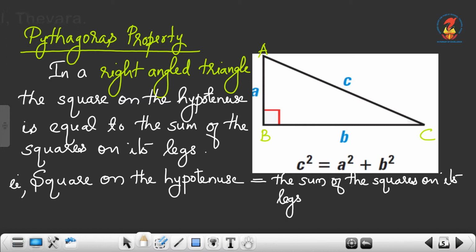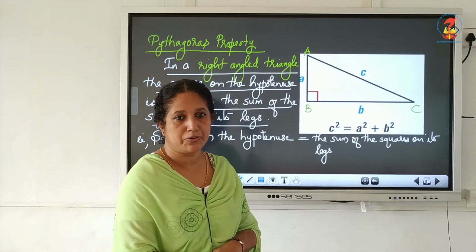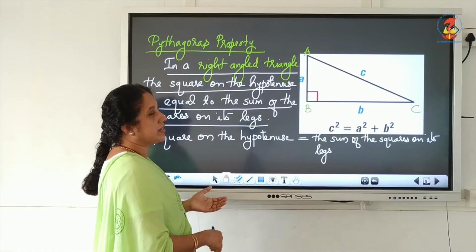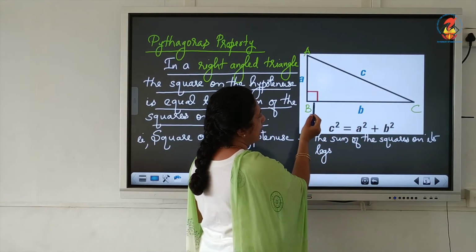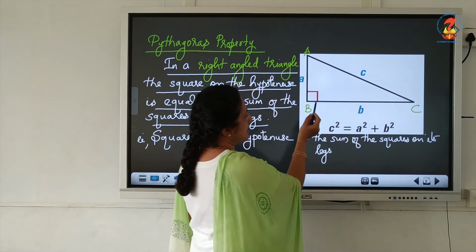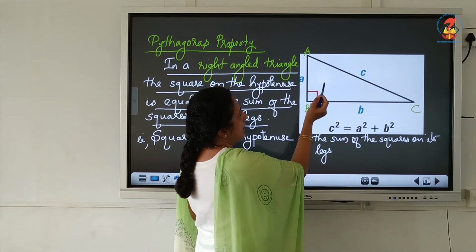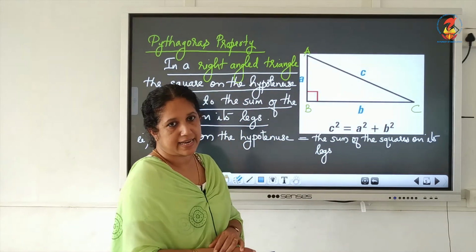So the Pythagoras property is like this. In a right angle triangle, the square on the hypotenuse is equal to the sum of the squares on its legs. Now consider this right angle triangle ABC. Angle B is equal to 90 degree. Therefore, AC is the hypotenuse, the side which is opposite to 90 degree. And AB and BC are the legs of the given right angled triangle.